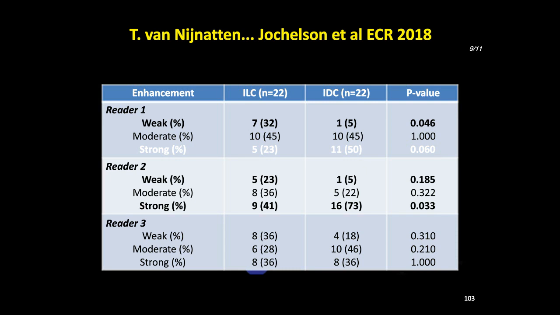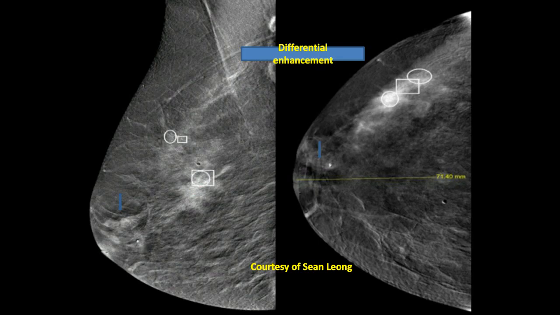This is a study that was loaned to me by Dr. Sean Leon from Texas. This patient had multiple different degrees of enhancing lesions, and he biopsied several of them, and all of them had the exact same diagnosis, invasive ductal cancer. So we really are not sure yet why there's such a difference in enhancement on these patients.